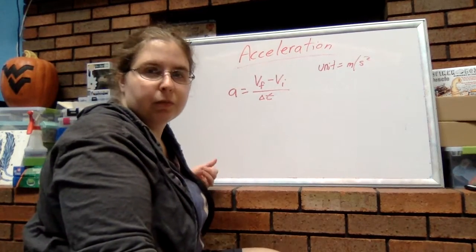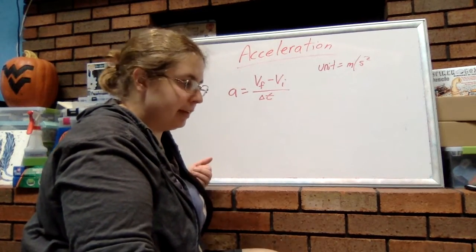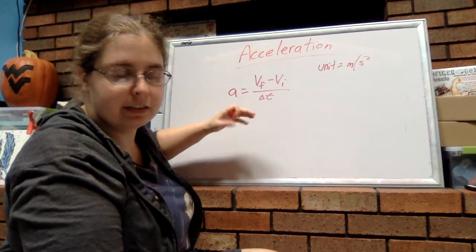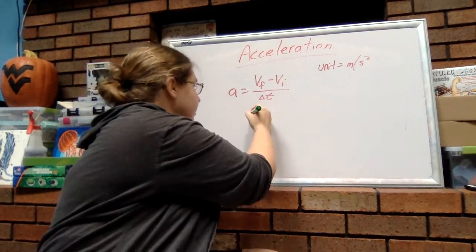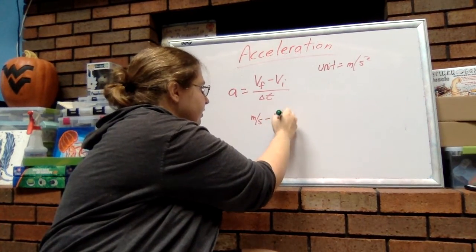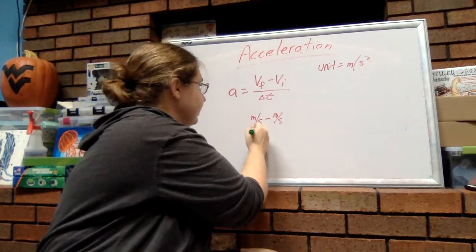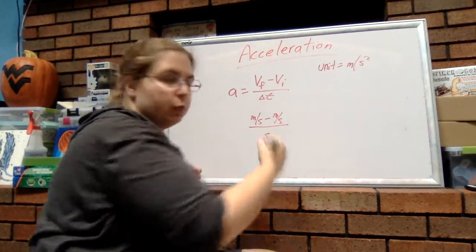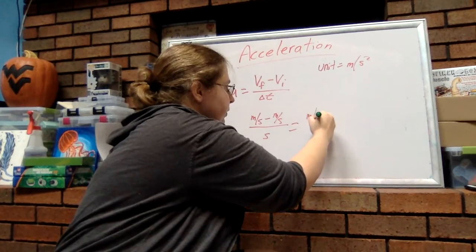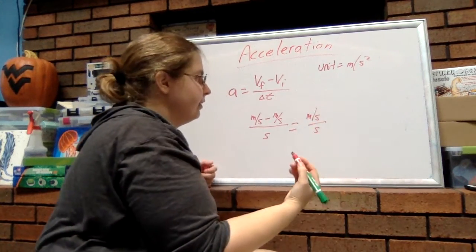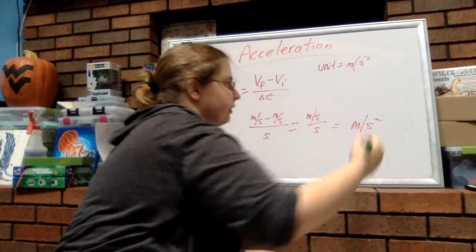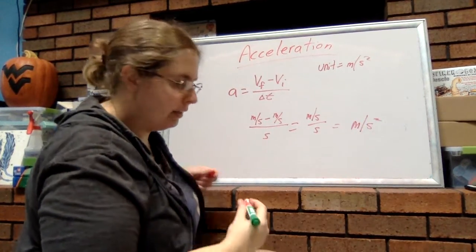And the reason why we get meters per second squared is because if we look at the units that are associated with these, velocity can be meters per second minus some other value in meters per second, over time, which is in seconds. So you end up with meters per second per second, which ends up being meters per second squared. So that's how we derive the units.